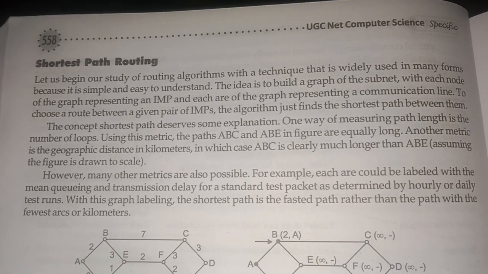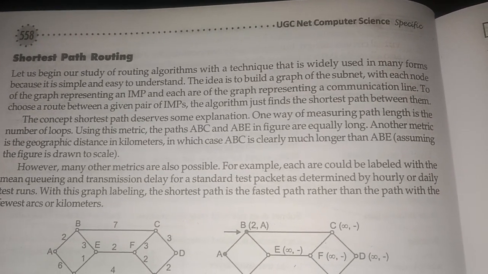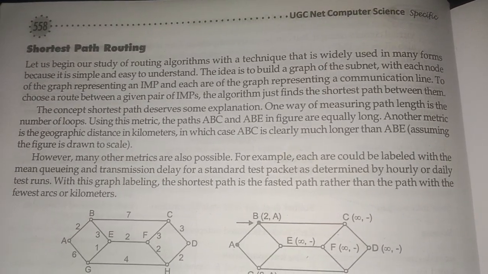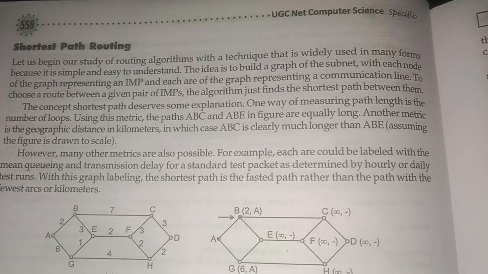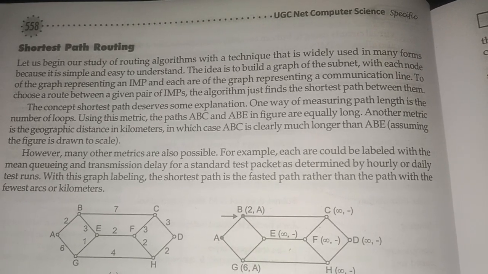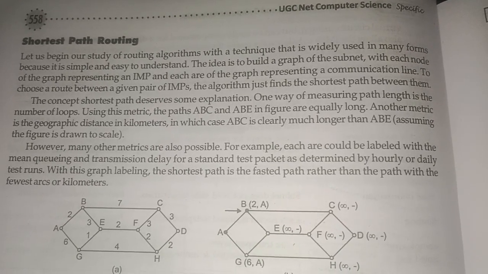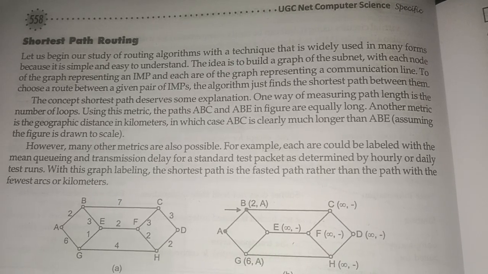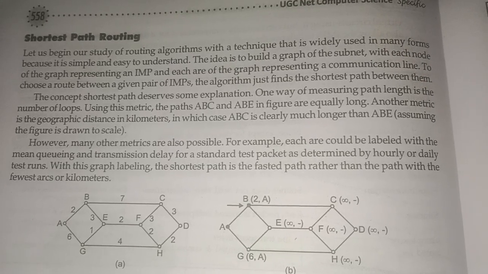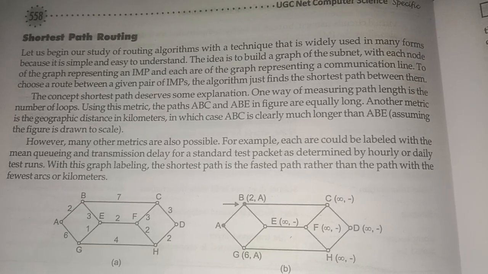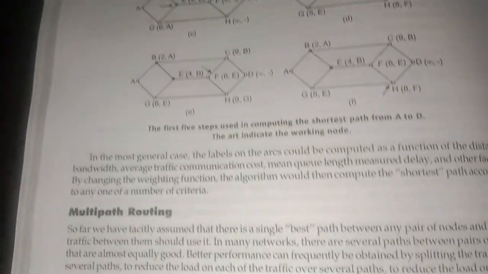Shortest path routing. Let us begin our study of routing algorithms with a technique that is widely used in many forms because it is simple and easy to understand. The idea is to build a graph of the subnet, with each node of the graph representing an IMP and each arc of the graph representing a communication line. To choose a route between a given pair of IMPs, the algorithm just finds the shortest path between them.